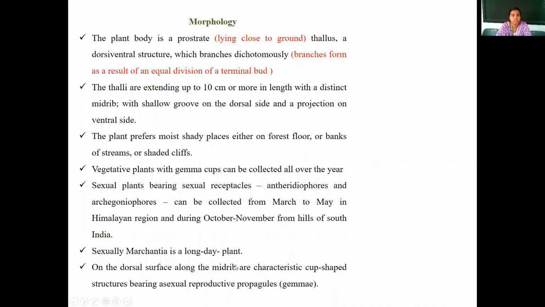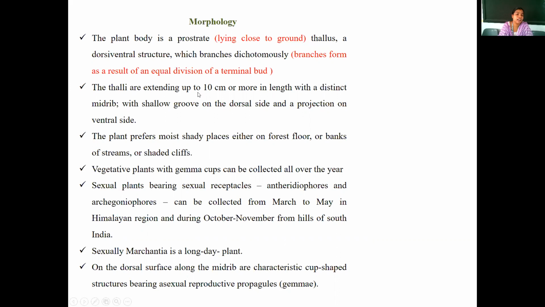Coming to the morphology, the plant body is prostrate. Prostrate means it lies close to the ground as a mat, and it has a dorsiventral structure. Dorsiventral means it has both a dorsal surface as well as a ventral surface, and it branches dichotomously. Branches dichotomously means that from the terminal apical meristematic bud, the division takes place equally to give the entire prostrate thallus. That's why the term branches dichotomously is given.